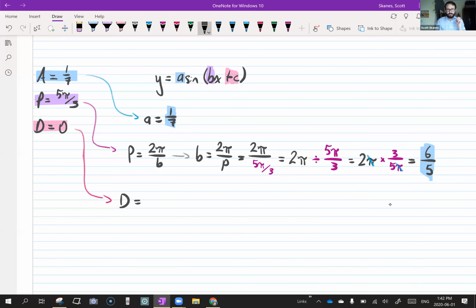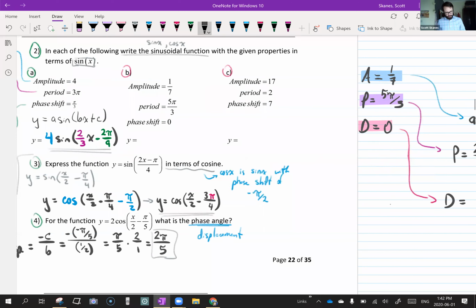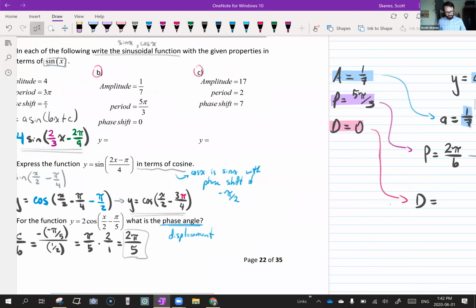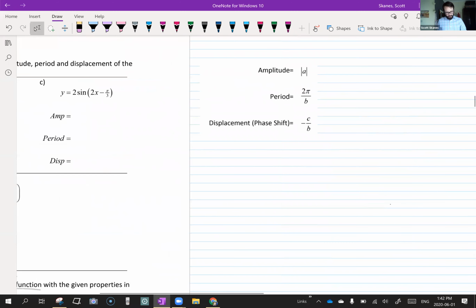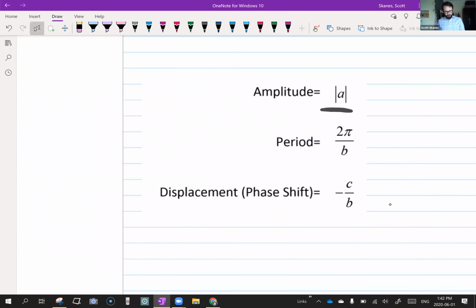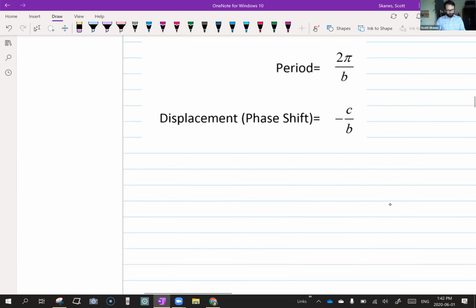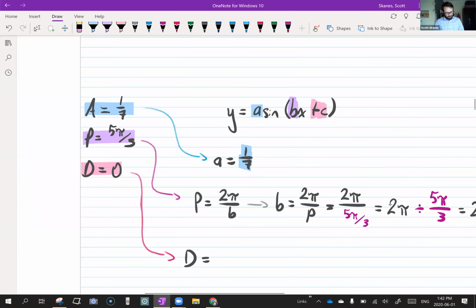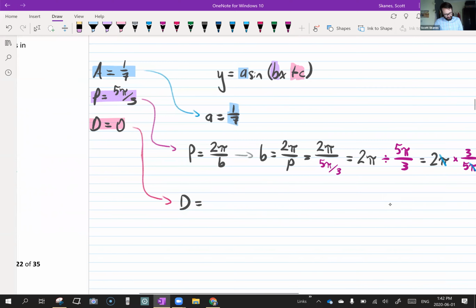We know the formula for this. You remember this one? There's 3 formulas given earlier. I'll bring you to it, just in case you missed class, you can find it. Oh, here it is. Amplitude, A. Period, 2π/b. Displacement, negative C over B. So if you have C or B, it's easy. So it's negative C over B. Well, our displacement is 0.